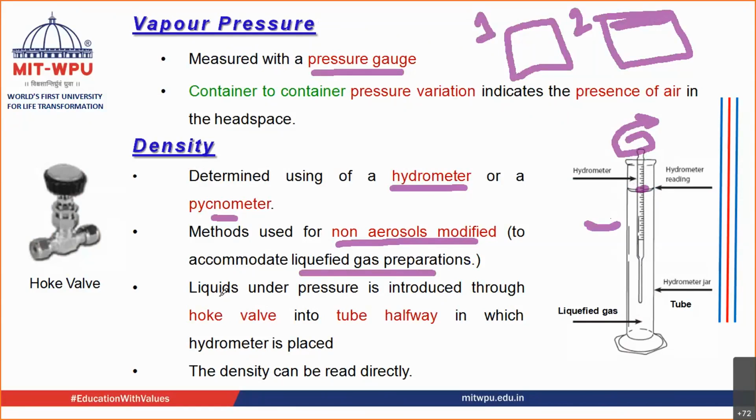So you introduce your liquid under pressure, so that it remains in the liquid state. You introduce it under pressure through the hook wall. This is the type of hook wall. Hook wall is nothing but the wall which has both the ends open. So you introduce it through the hook wall into the tube in which the hydrometer is placed, and the density is read through it. This is how you determine the density with the help of the hydrometer.